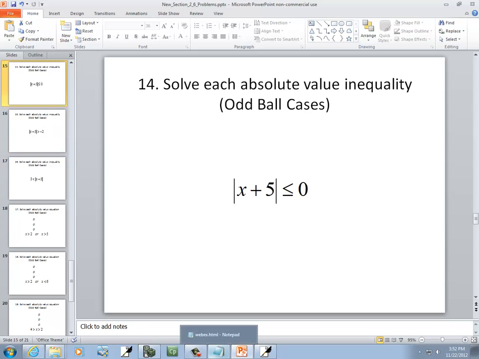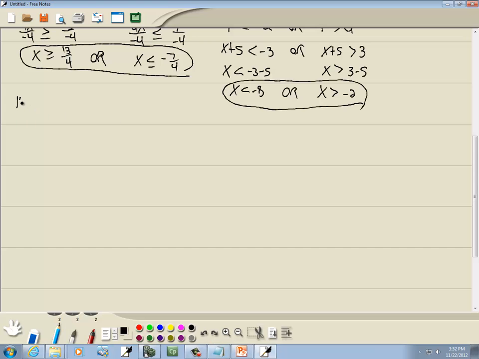Lots of oddball cases. Let's take a look at this one. Okay, we got absolute value of x plus 5 is less than or equal to 0. Well, think what we said earlier. We said absolute value cannot be equal to a negative number. So when we're asking when is it less than or equal to 0, it can't be less than 0. Less than 0 is negative. But it can be equal to 0. So this problem actually becomes x plus 5 is equal to 0. And then you solve for x, so take the 5 over, and we get x is equal to negative 5.